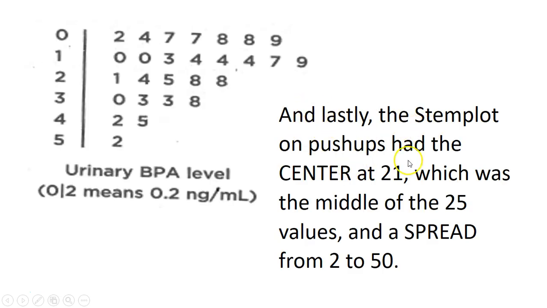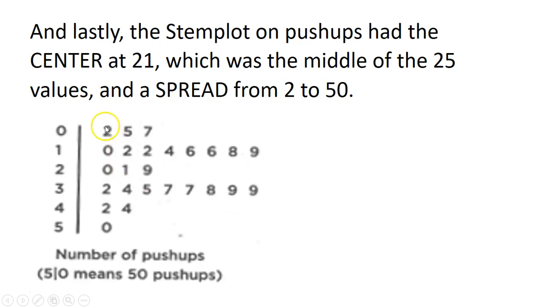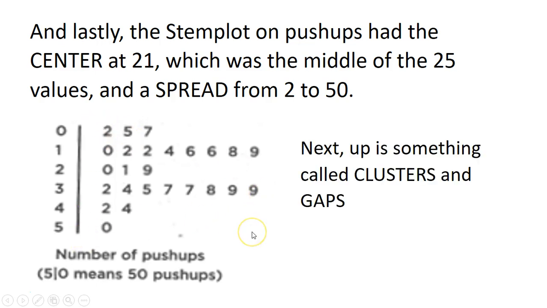And lastly, the stem plot of push-ups had a center at 21, which was the middle of the 25 values, and a spread from 2 to 50, right? 2 to 50. 1, 2, 3, 4, 5, 6, 7, 8, 9, 10, 11, 12, and then 13 is the middle, and then 12 more. 21's right smack dab in the center of the data. That's the middle. The spread was from 2 to 50.